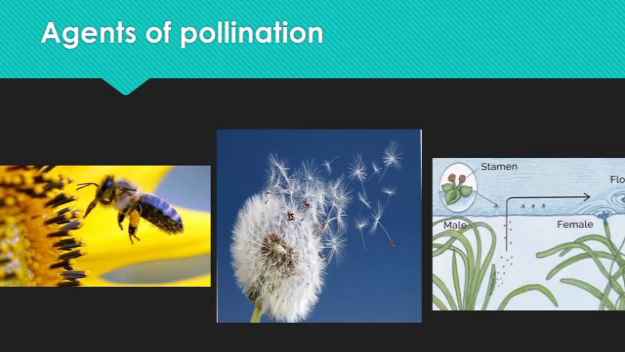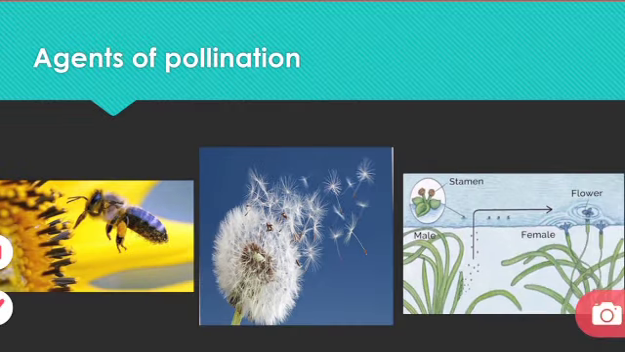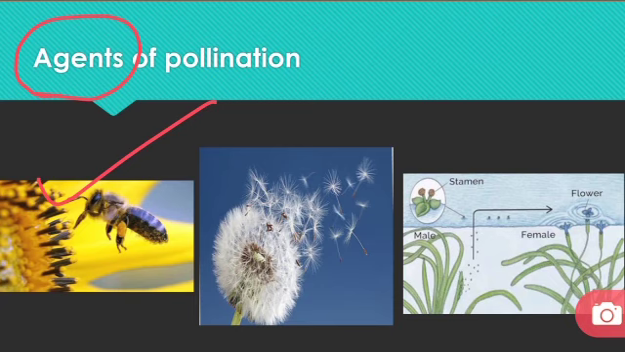In the next slide, we will study about agents of pollination. What is the meaning of agents of pollination? Agents means what? The substances or the organisms that are involved and help in pollinating the flowers. First is insect pollinated flower. Insect pollinated flower is pollinated by insects like wasp, honeybee, different flies, butterflies, which sit from one flower to another flower and thus result in pollination.